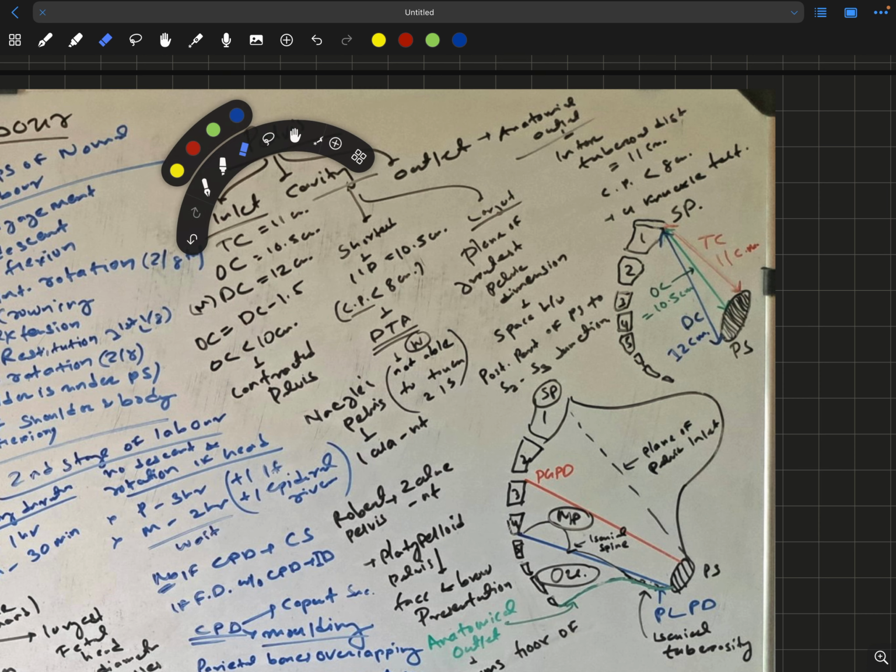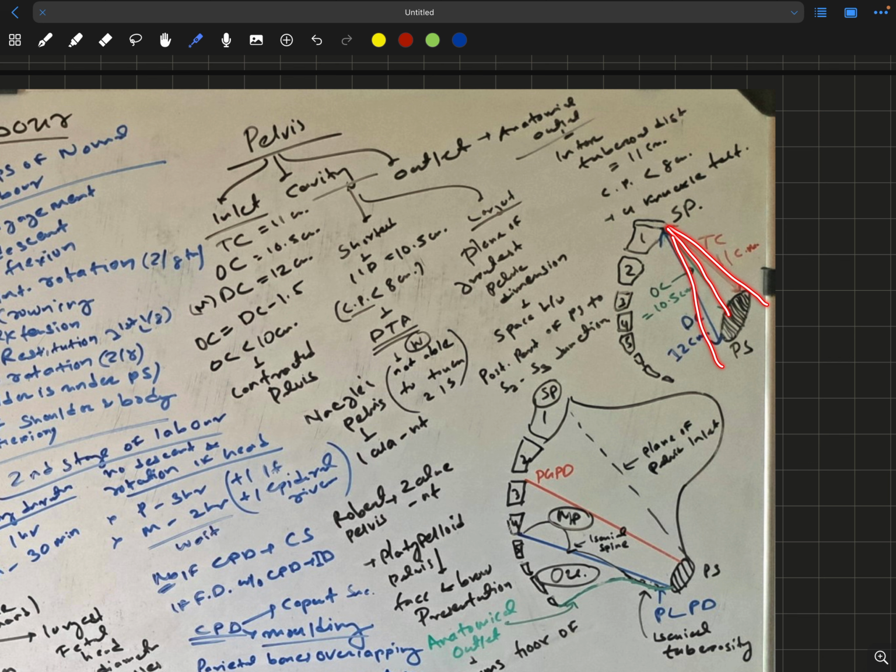The true conjugate is about 11 centimeter. Obstetric conjugate is about 10.5 centimeter. The diagonal conjugate is 12 centimeter. True conjugate is from the upper border of the pubic symphysis to the sacral promontory. Obstetric conjugate is from the sacral promontory to the posterior surface of the pubic symphysis, the middle. And the diagonal conjugate is from the sacral promontory to the lower surface of the pubic symphysis.